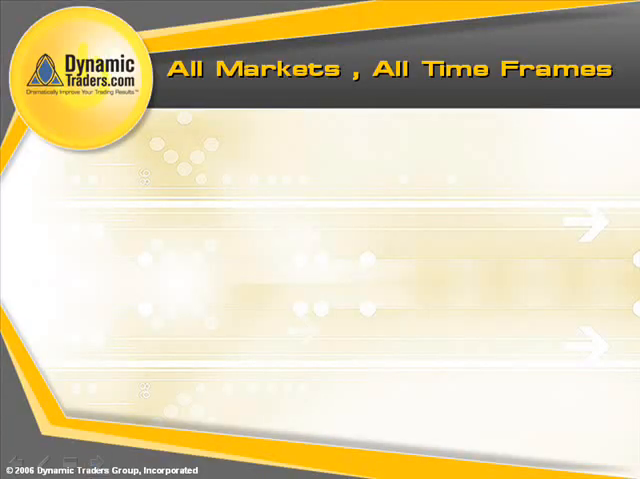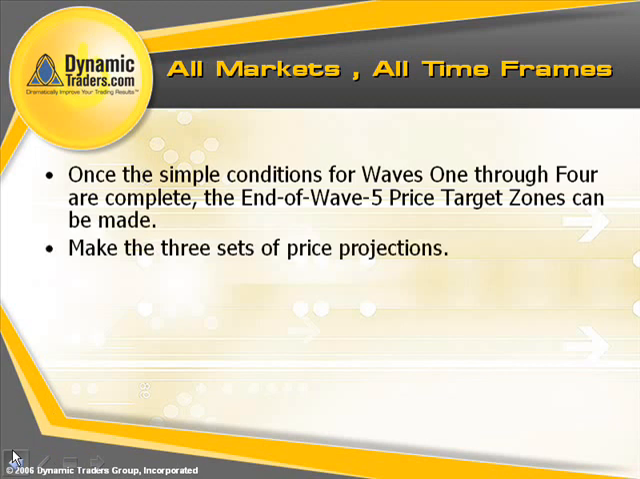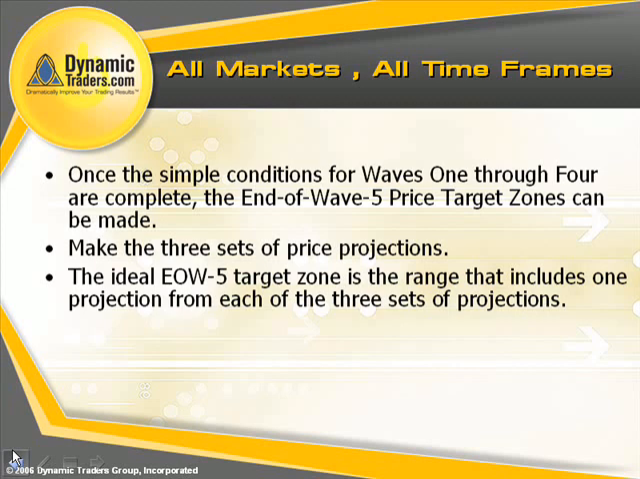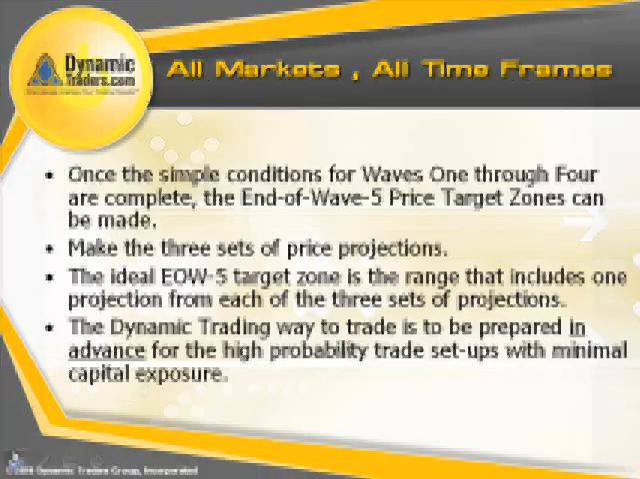Okay, now remember, the end of wave 5 price target zone projections work on all markets and work in all time frames. Once the simple conditions for waves 1 through 4 are complete, the end of wave 5 price target zones can be made. First you make the 3 sets of price projections, and then you see that the ideal end of wave 5 target zone is the range that includes one projection from each of the 3 sets of projections. Now, the dynamic trading way to trade is to be prepared in advance for the high probability trade setups with minimal capital exposure. Let's take a look at some more examples.